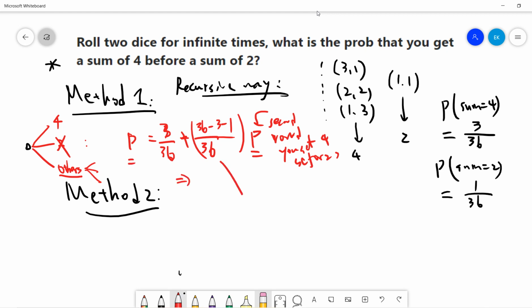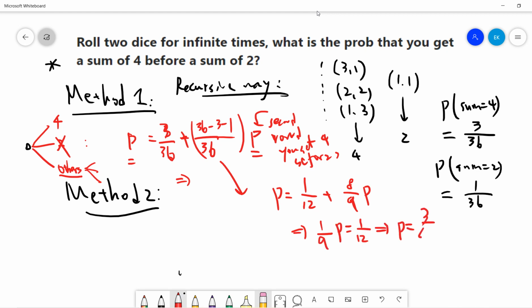So this is a linear equation. We get P equals 1 over 12 plus 32 divided by 36, so it's 8 divided by 9 times P. So 1 over 9 P is equal to 1 over 12, so P is 3 over 4, which is 0.75. This is the so-called recursive way.